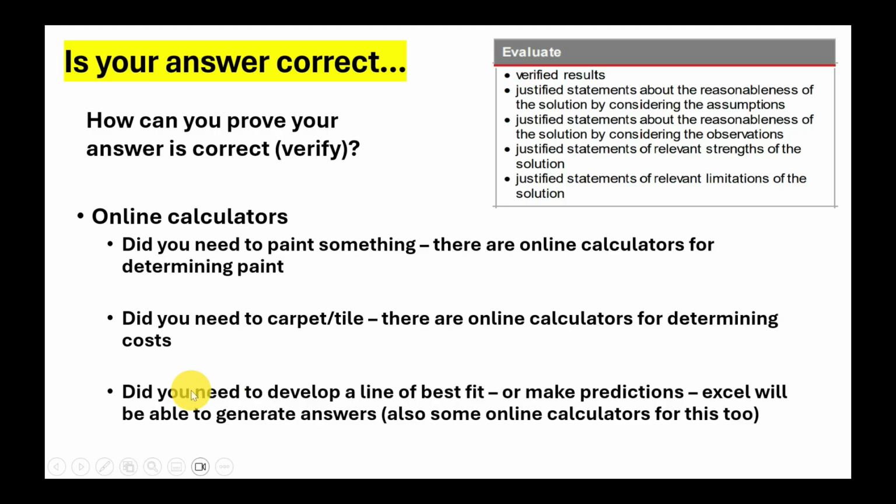Okay, there's the line of best fit example there. So you do need a section that discusses how good your answer actually is as an answer in and of itself. How can you verify that?